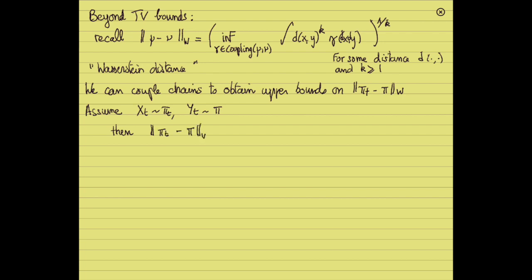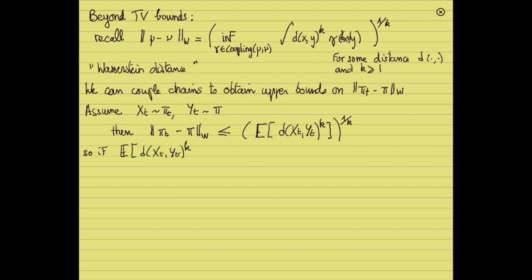Then, by this coupling representation of the Wasserstein distance, we have an inequality with, on the right-hand side, the expected distance between X_t and Y_t to the power k. That provides an upper bound because it's at least the value obtained if we were using the optimal coupling. So we're just using a suboptimal coupling, so we get an upper bound.